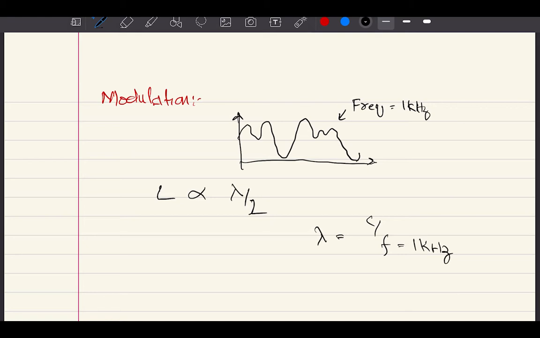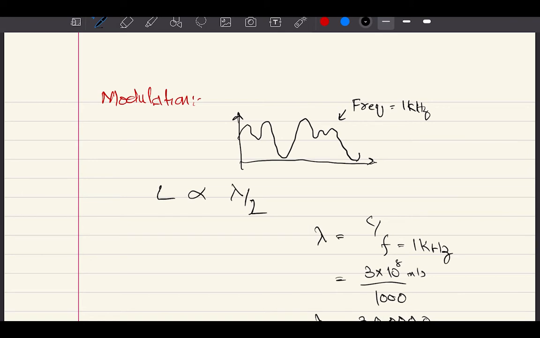If we compute this, the speed of light is 3 into 10 raised to power 8 meter per second, and the frequency here is 1000 hertz. So your wavelength is 3 and 5 zeros, right? Yeah, almost this much, 300,000 meter. So this is your wavelength.